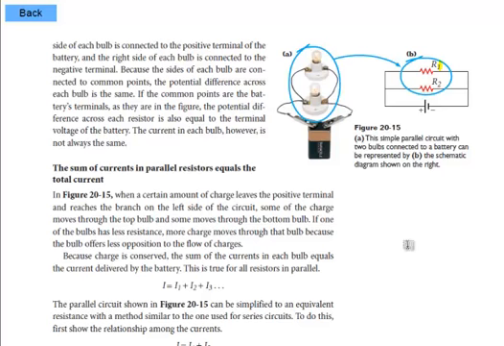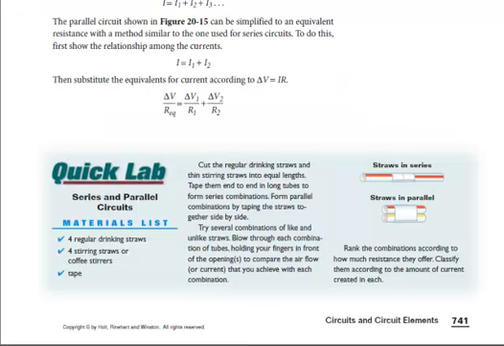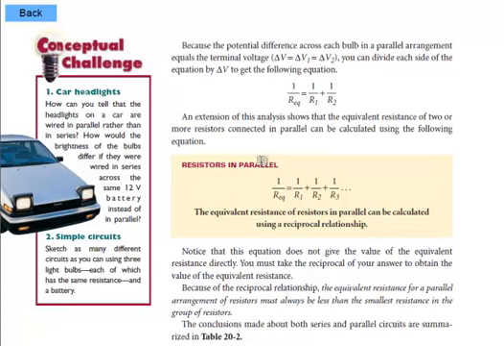Now, a big thing when we're dealing with the idea of series and parallel circuits is how resistance plays out as I add more and more resistors. In series, adding more and more resistors made for more resistance, less current. It's the opposite for parallel. For parallel, adding more resistors is going to decrease the overall resistance, and it will increase the current.